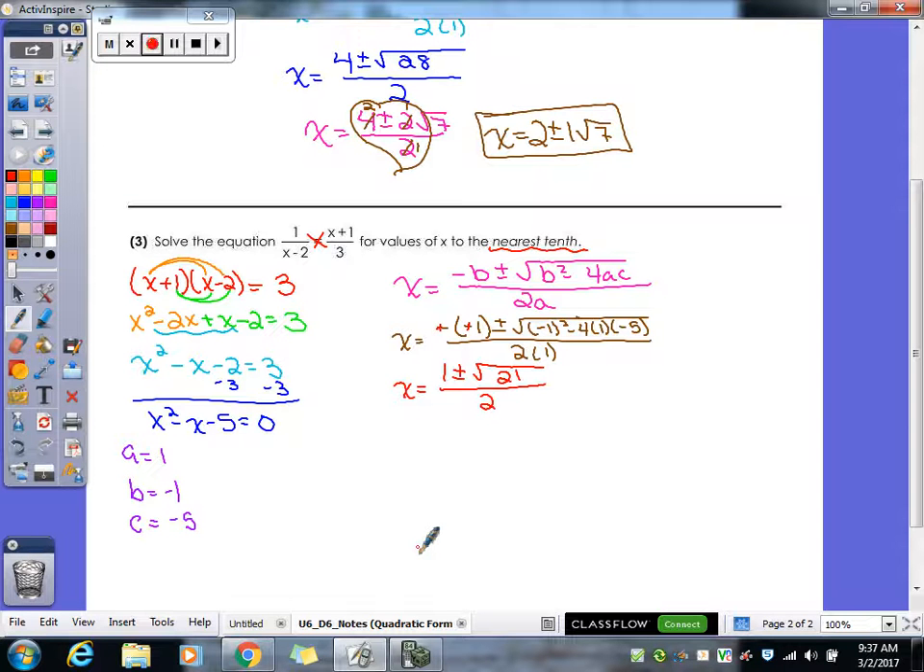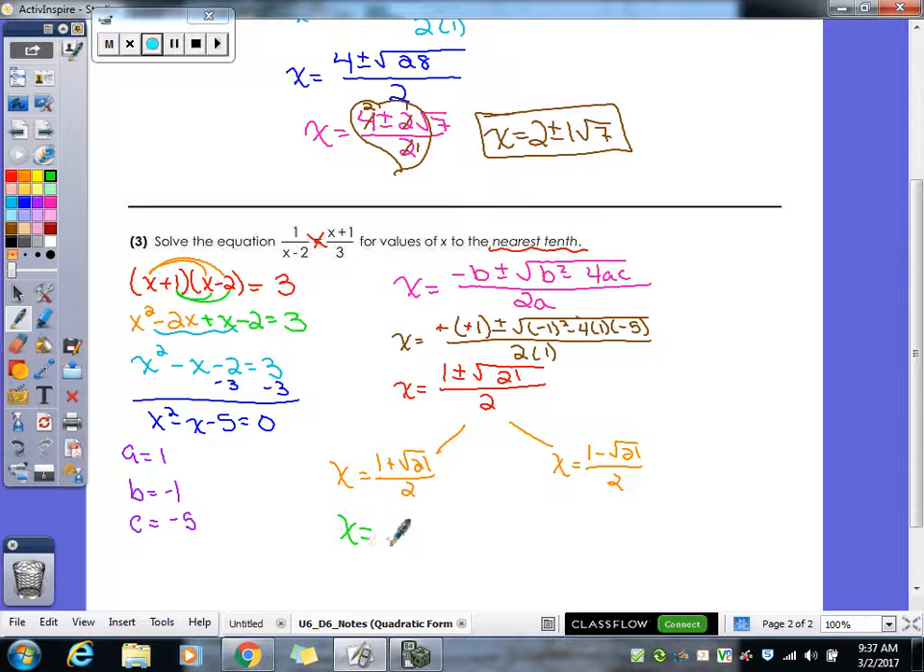Now this time, though, it said to the nearest tenth, so we don't have to try to simplify a radical, which in fact you can't simplify this radical. So what we would do is we have to separate it into 1 plus the square root of 21 all over 2 and 1 minus the square root of 21 all over 2.